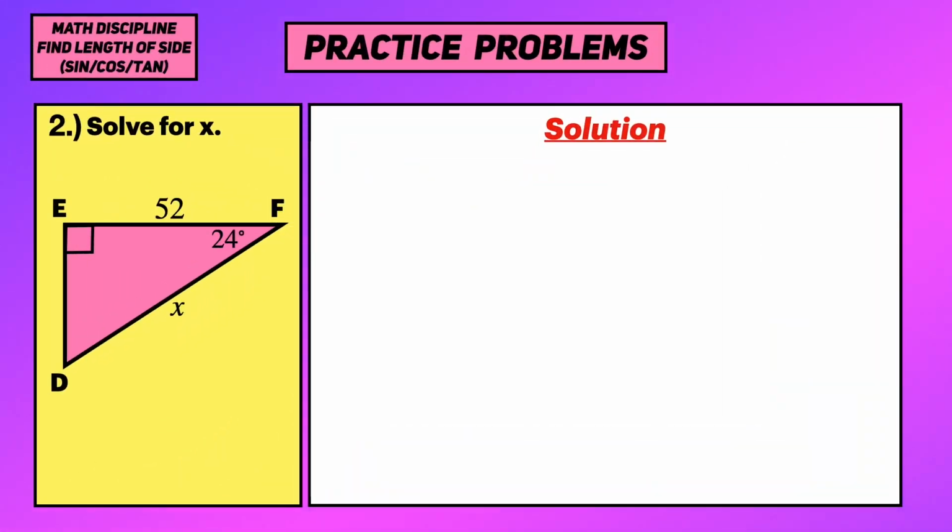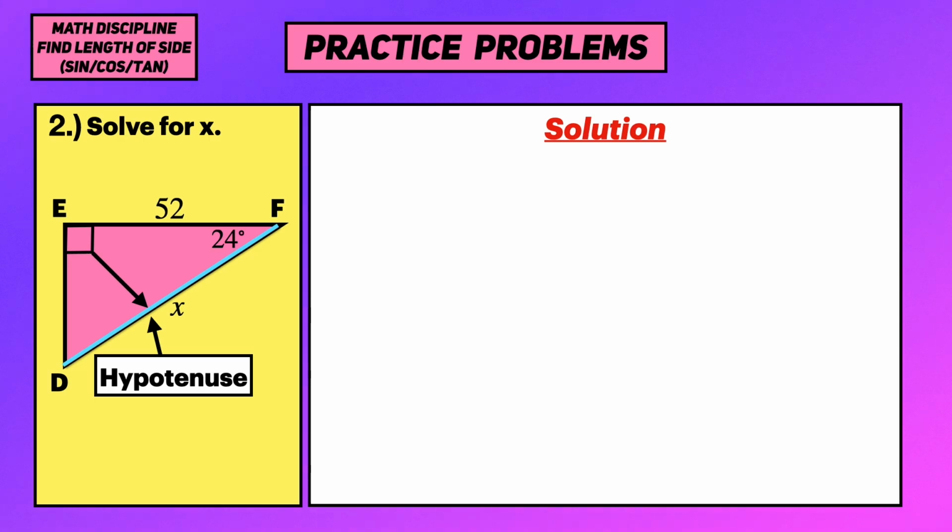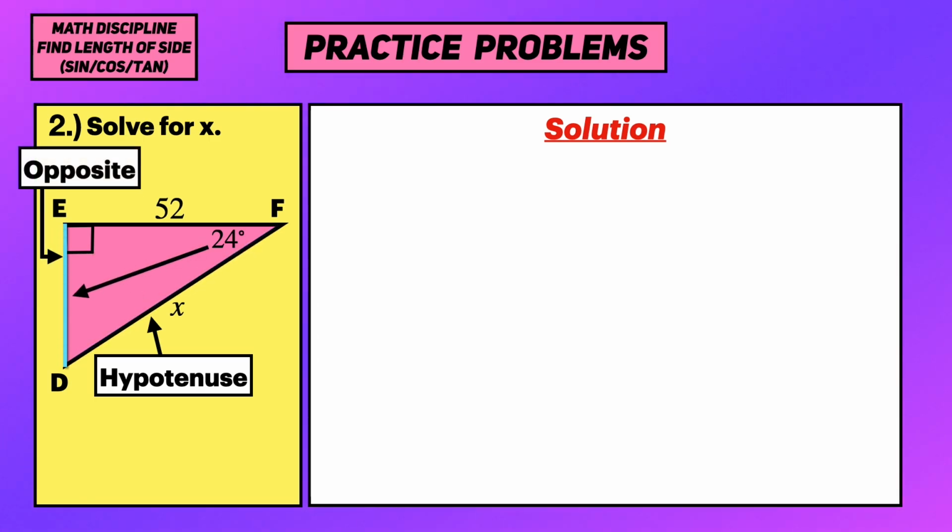Practice problem number 2. Since we are given the measure of angle F, 24 degrees, let's start by identifying our sides from the point of view of angle F. The side across from our 90-degree angle is our hypotenuse. The side across from angle F is our opposite side. The remaining side is the adjacent side.